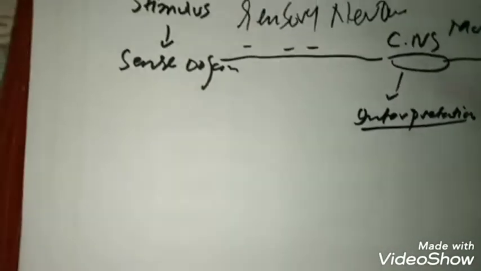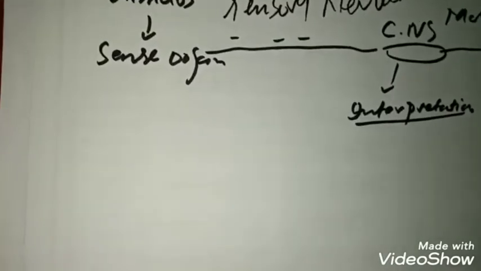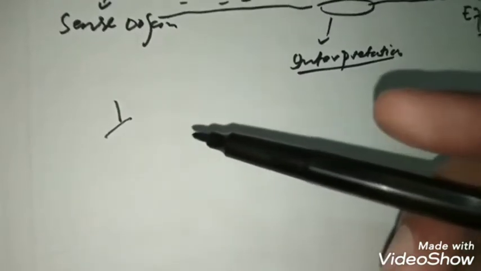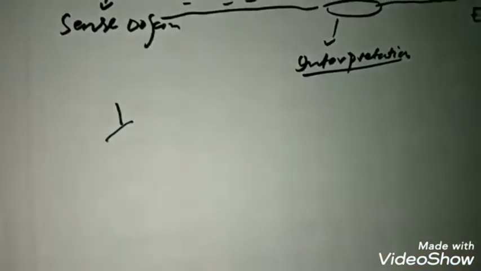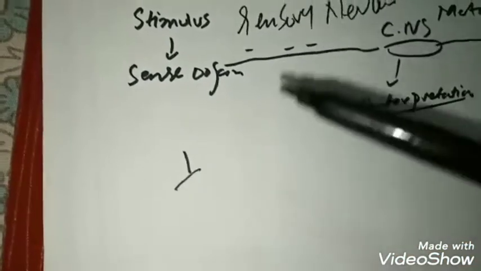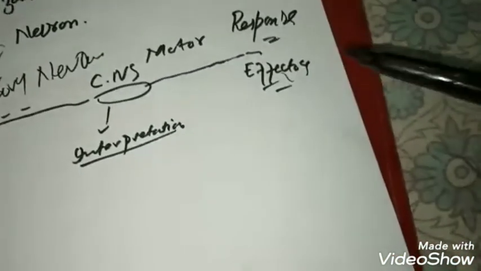A very common example of stimulus and response is when you are pricked by a pin. When you are pricked by a pin, you immediately withdraw your hand from that danger. This is called the response. The stimulus is the pricking of the pin, and the response is the withdrawal of the hand.